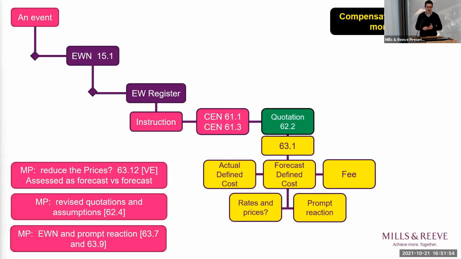A couple of tools that the PM has available to it: when it is assessing the compensation event, it should take into account whether or not the contractor is acting promptly and reacting promptly to the event itself. It can also rely upon asking for revised quotations and building in assumptions to that mechanic. And in our experience, if there's a degree of uncertainty, then asking the contractor for a revised quotation and/or relying upon an assumption helps to reduce the uncertainty between the parties.